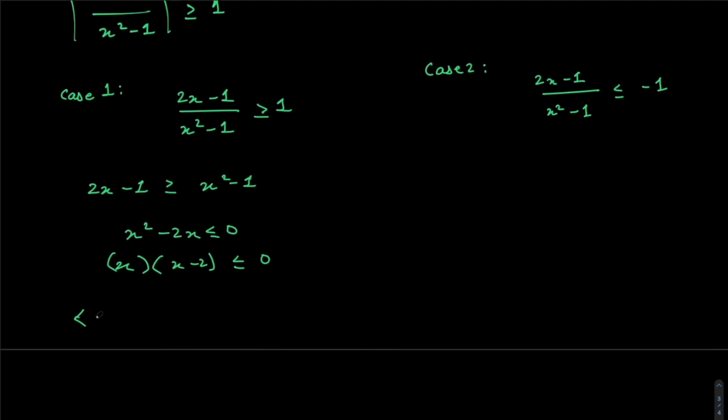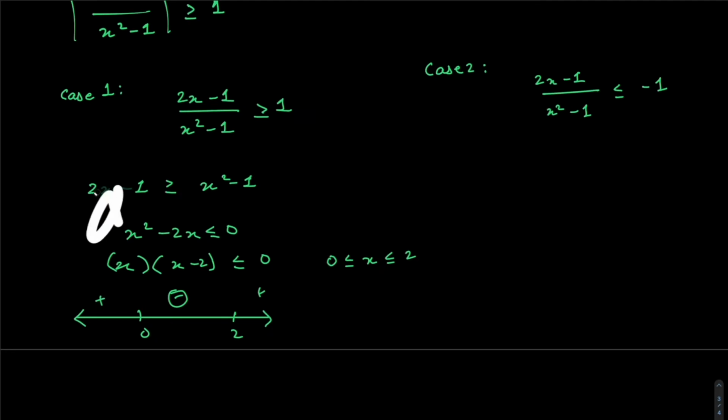So I'm going to have to make a number line now, right? I'm going to have 0 and 2 right here. So if I take 1, 1 is going to be positive. This is going to be negative. So it's going to be positive and it's going to be positive. So I can say that basically my x has to be between 0 and 2 inclusive. Something like this, right? However, this won't satisfy all the possible values.